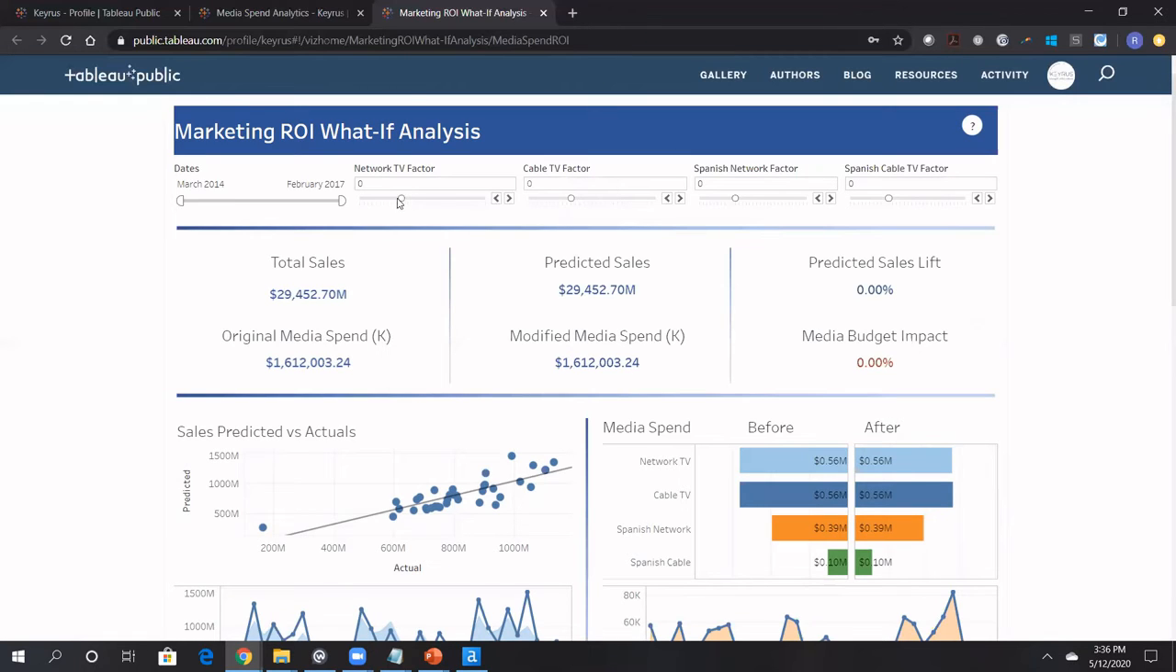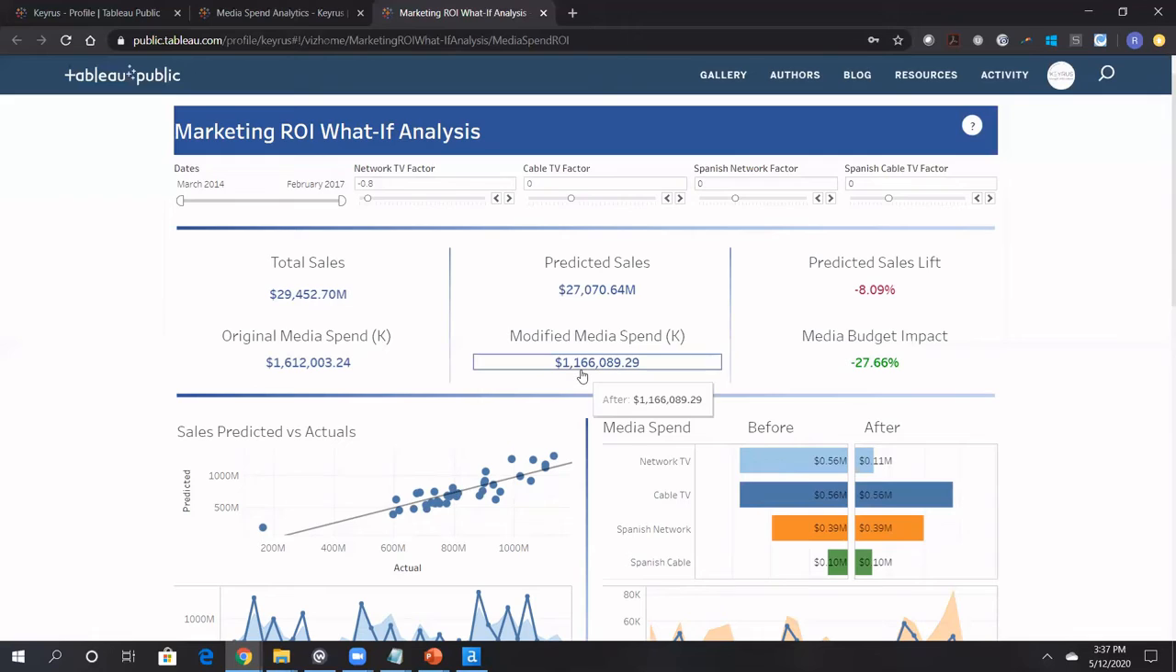Okay. Oh, the dashboard just refreshed there. Give it a second. Let's do that again. Put it at like 0.8. Okay. And what happened was everything adjusted. So this is the model. I took out money from my media investment, right? So my original media spend, which was almost 1.6 million dollars, I think that's in units of thousands, went down by about 500 thousand. That's a lot. So my media budget went down almost 30%.